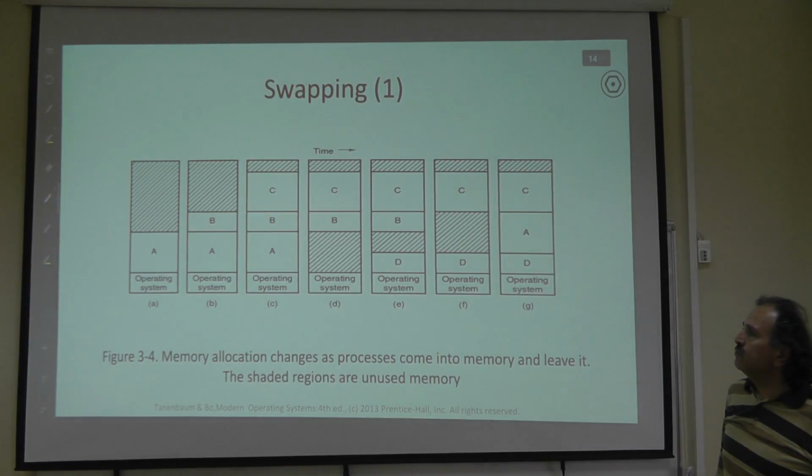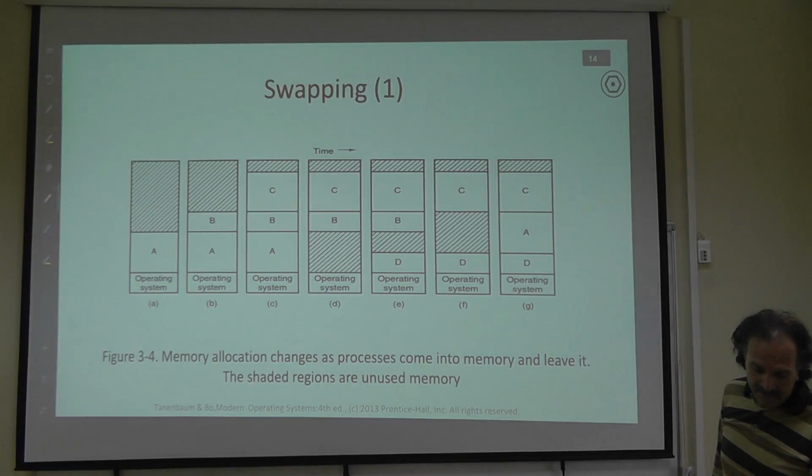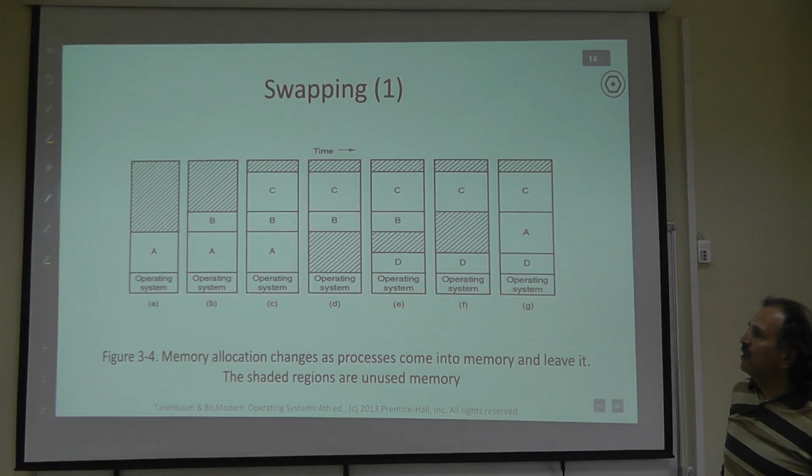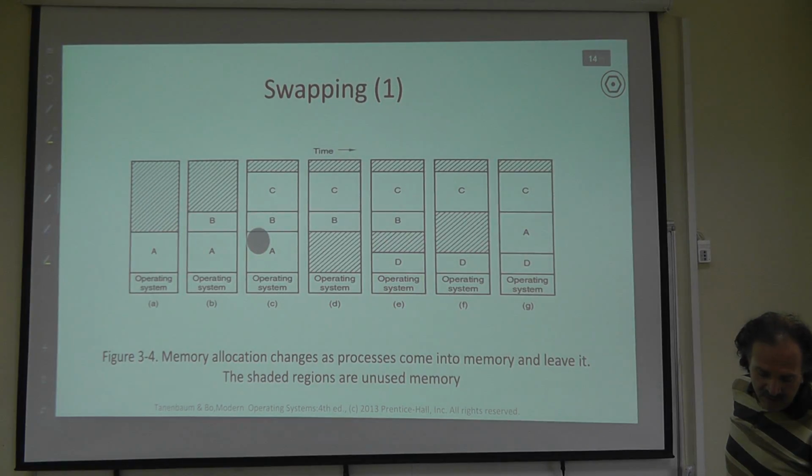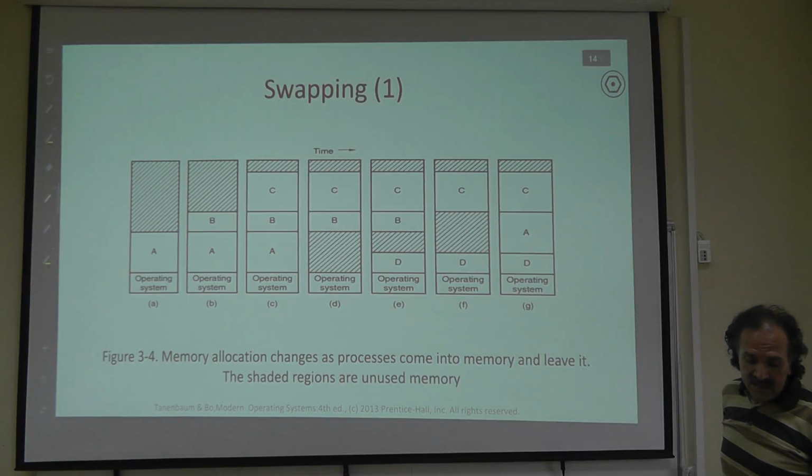And I want to run another program named D. I don't have enough space to load D because I have space only this much, and D is going to need more. So what do I do? I write one of the blocked processes, for example this one, to the disk. So this space is now available to load my program, and I load D there. Since A is blocked, it is sitting on the disk.